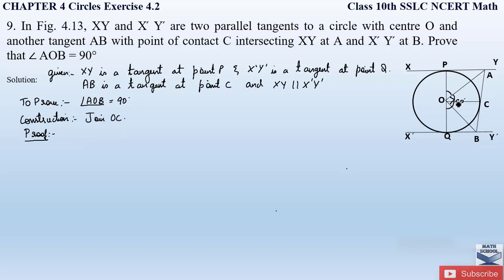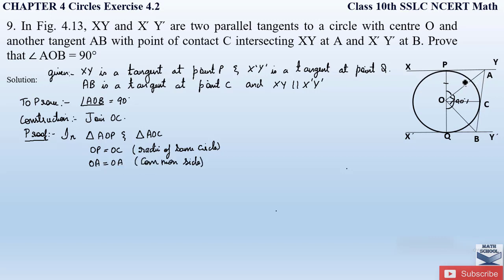To prove that, let us take the two triangles, triangle AOC and triangle AOP. So write down in triangle AOP and triangle AOC. If you consider these two triangles, the first thing which is equal in these two triangles is OP and OC. OP and OC are the radii of the same circle, hence OP will be equal to OC, right? So you can write down OP is equal to OC, radii of the same circle. Then we have the side OA which is common for both the triangles. So you can write OA is equal to OA, that is common side, right? So this side OA is common for both the triangles.